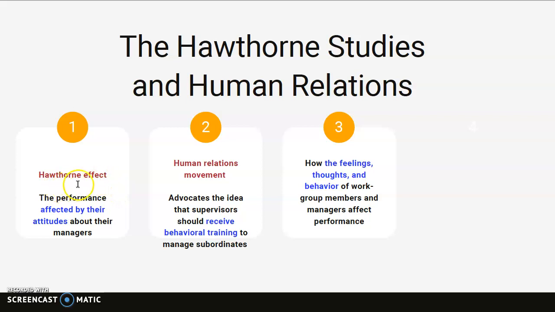What is the meaning of the Hawthorne effect? It is that performance is affected by their attitude about their managers. So what is the meaning of the human relations movement? It advocates the idea that supervisors should receive behavioral training to manage their subordinates. And the third one is that the feelings, thoughts, and behavior of the members can affect the performance.